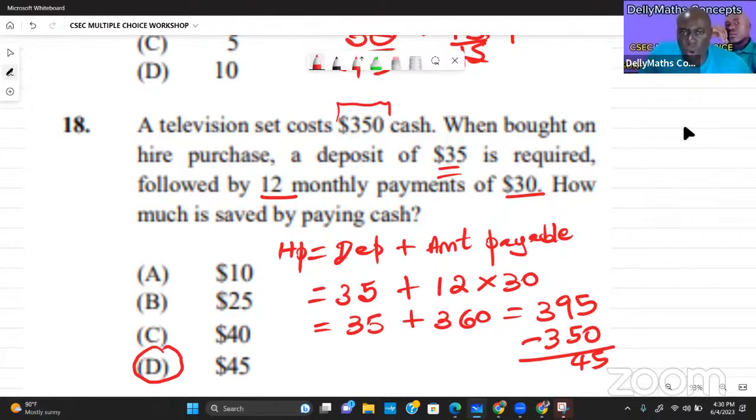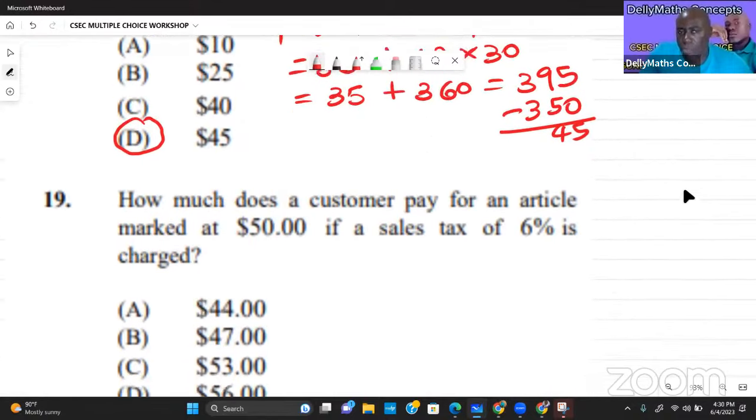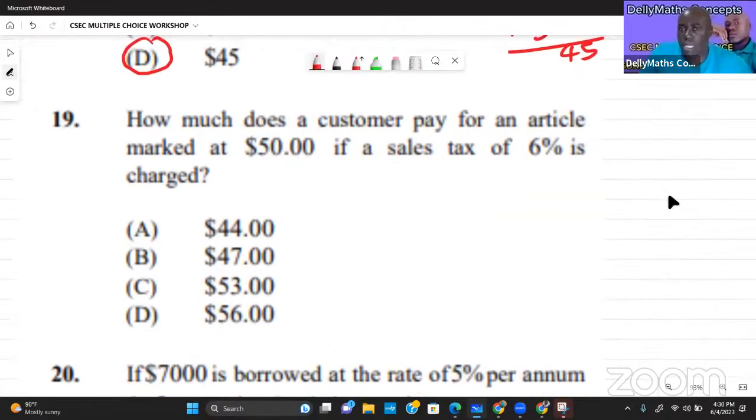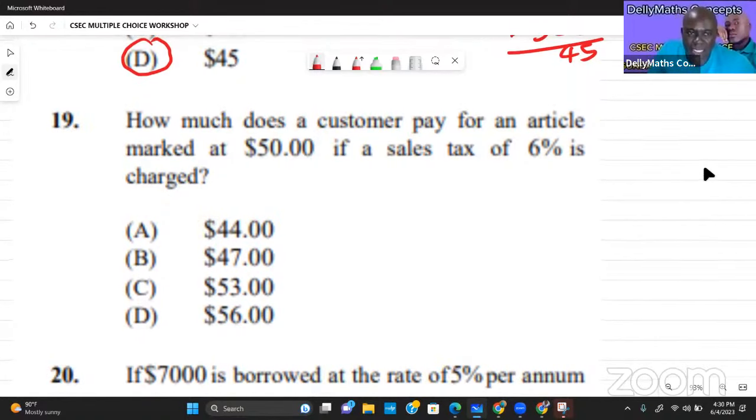So you work your thing out and you go. But if you don't understand hire purchase, you won't be able to get this. And this is what these questions are. These questions are designed to test your knowledge on the same topics as paper 2, only that this is just a single answer.